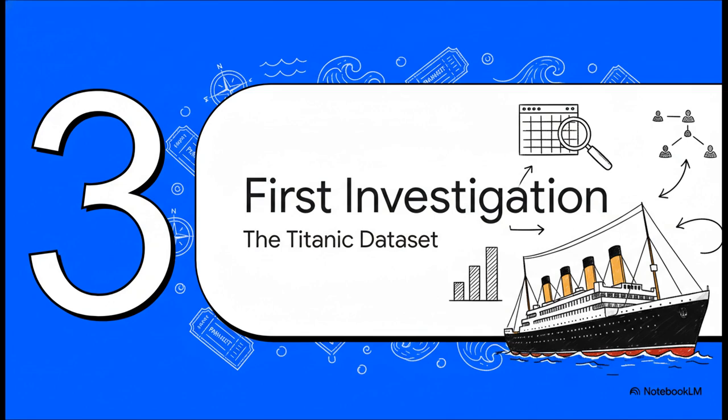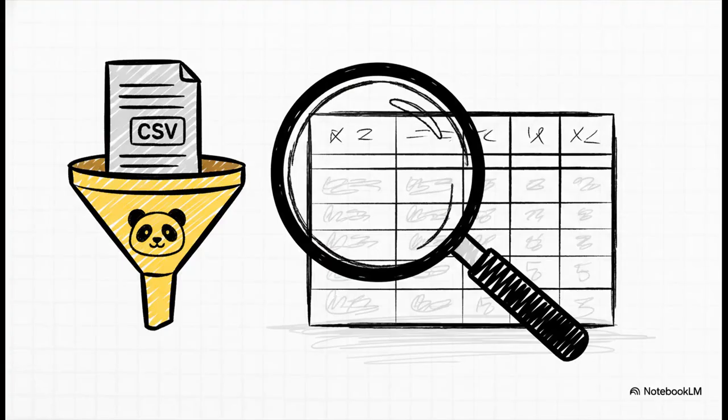Okay, enough theory. Let's get our hands dirty with a real investigation. We're going to use a really famous data set, the passenger list from the Titanic. This is going to be our case file as we learn some of the basic, most useful commands. Now, the very first step for any data detective is to get the evidence into the lab. In Pandas, that's super easy. We use a function called read_csv to load our file right into a data frame. Then, the first thing we almost always do is use the .head method, which just gives us a quick peek at the first 5 rows to make sure everything loaded in correctly.